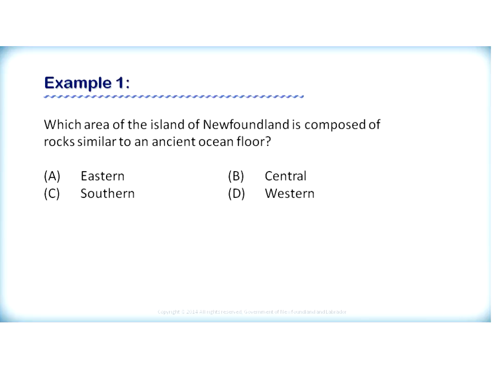Let's look at some examples that cover this topic from past public exams. Example number 1 reads, which area of the island of Newfoundland is composed of rocks similar to the ancient ocean floor? So if we look at the ancient ocean floor, that would be called the Central Mobile Belt, and that would be located in the central portion of Newfoundland, with the western portion that was the part of the North American plate, and the eastern portion will be a part of the African plate. So the answer here, the ancient ocean floor, exists in the central portion of the island of Newfoundland.